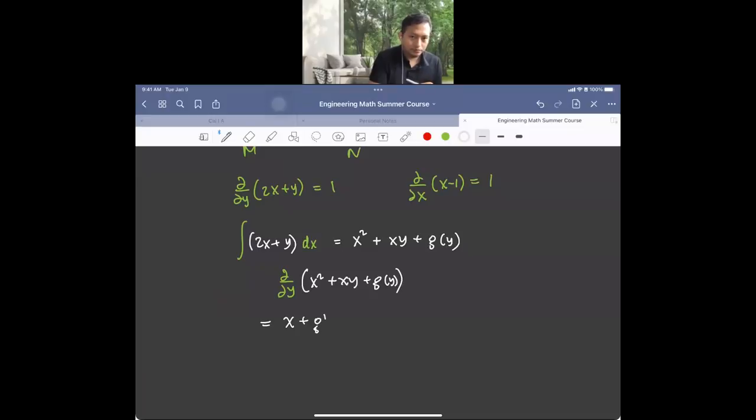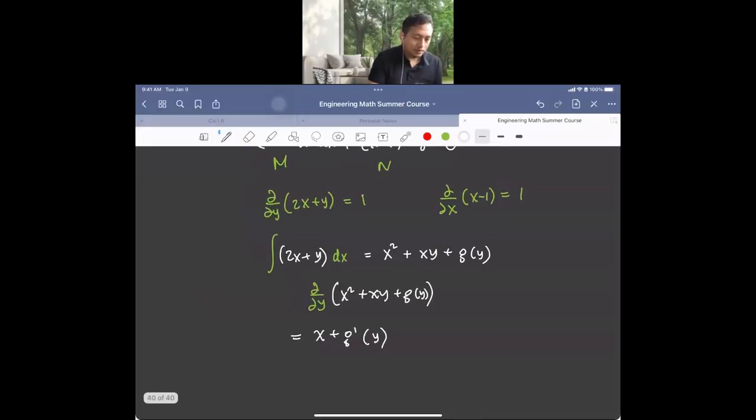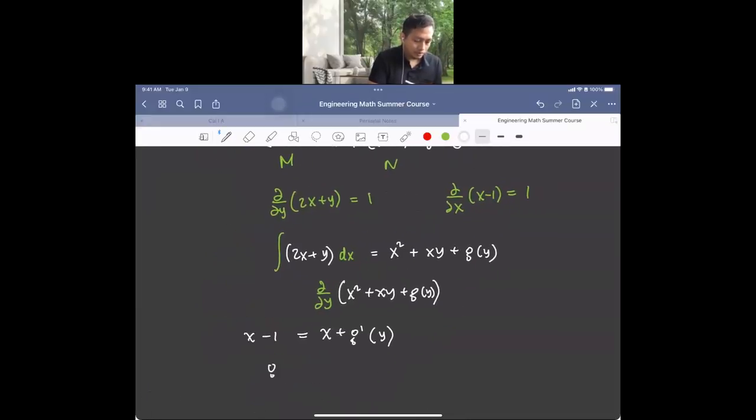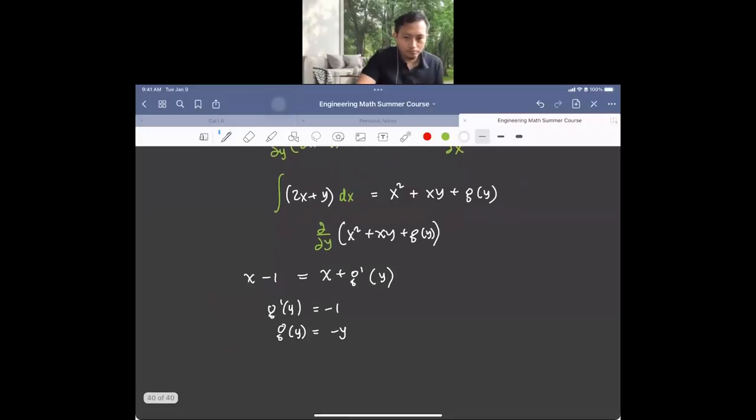So this will be x plus g prime y. And this is supposed to be equal to our n, right? So x minus 1. So g prime y is minus 1. So g of y is minus y. So take this function as x squared plus xy minus y.